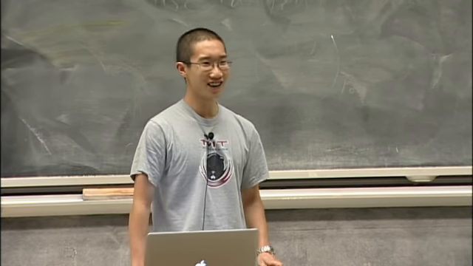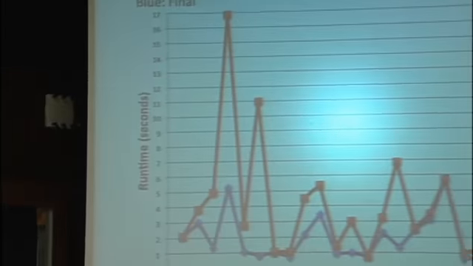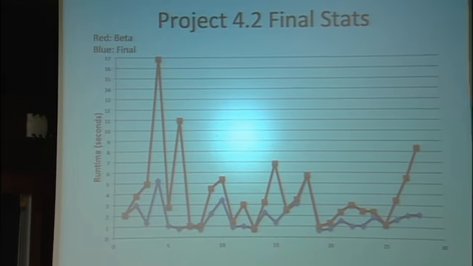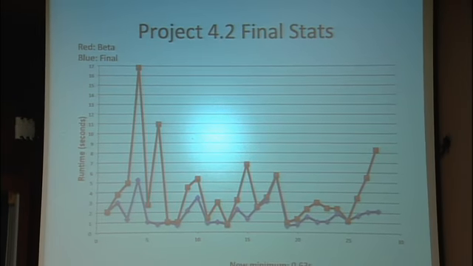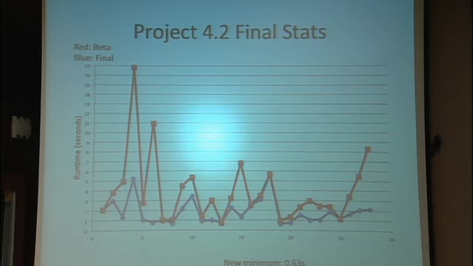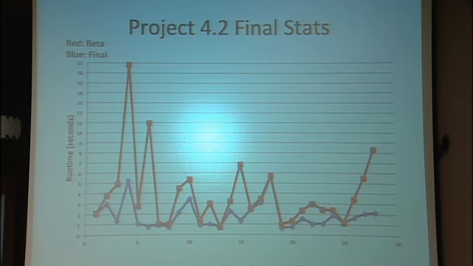The first thing is I decided to run some stats that we haven't run before for this class. These are your Project 4.2 final submissions. In the red are your beta submission runtimes, and in the blue are your corresponding final submission runtimes. I thought it was interesting to see some groups did massive improvements while others didn't really change their programs much. And just to give you an idea, a 90% for your performance grade is indicated by that green line and below. So the majority of the class did really well.